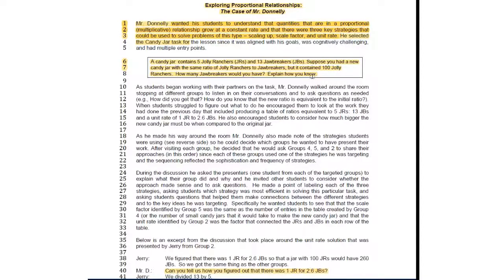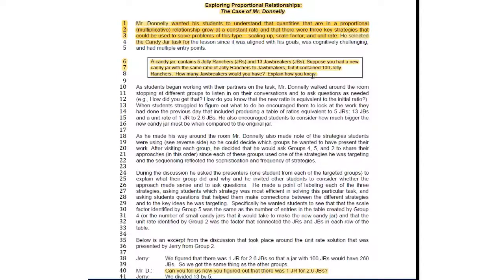Mr. Donnelly implemented this task prior to teaching his students anything about proportions. So that means they also don't know anything about cross multiplication at this point. This task promotes student thinking. It's open-ended and allows students to solve the problem using any method that makes sense to them. And it's something that all students can do, even if that means drawing 5 Jolly Ranchers for every 13 Jawbreakers.